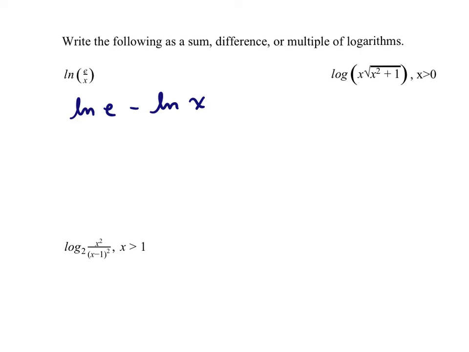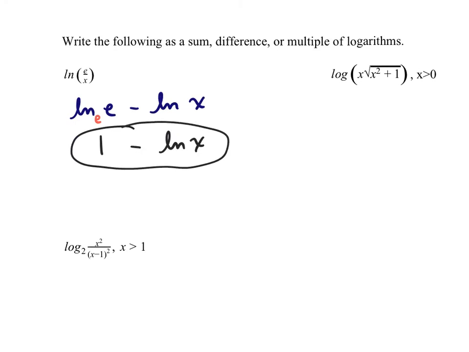But we can actually take this further, because if you recall, natural log means it has base e. So a log of any base that has the matching thing is always 1. So this would simply just be 1 minus the natural log of x. So we take the log and we break it into different things, hopefully that are simpler than the original. More terms, but simpler terms.